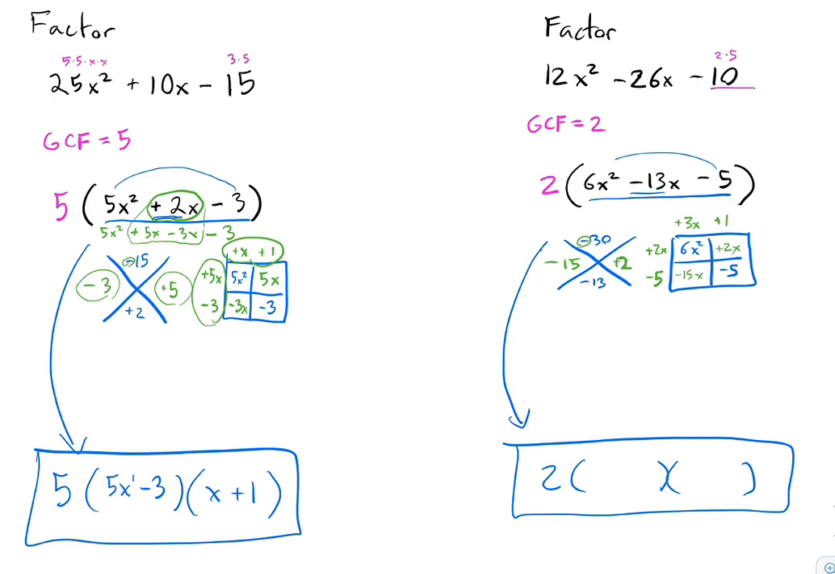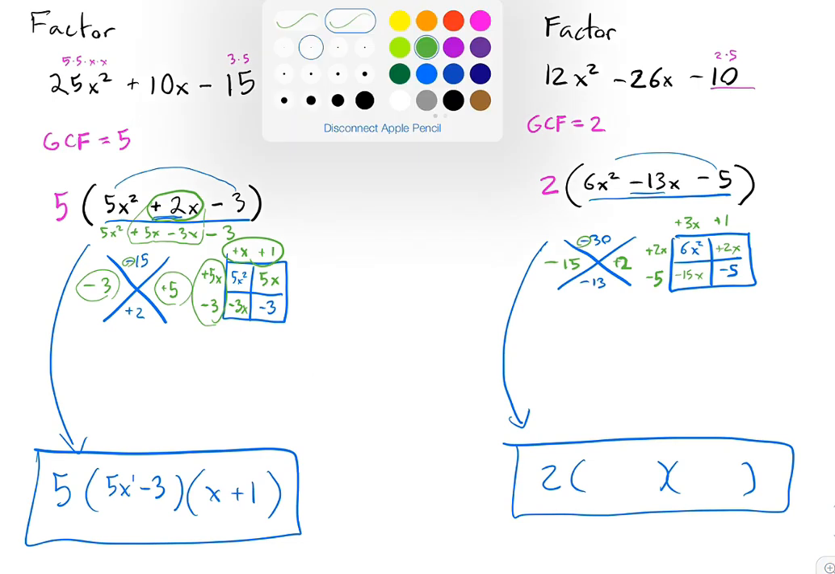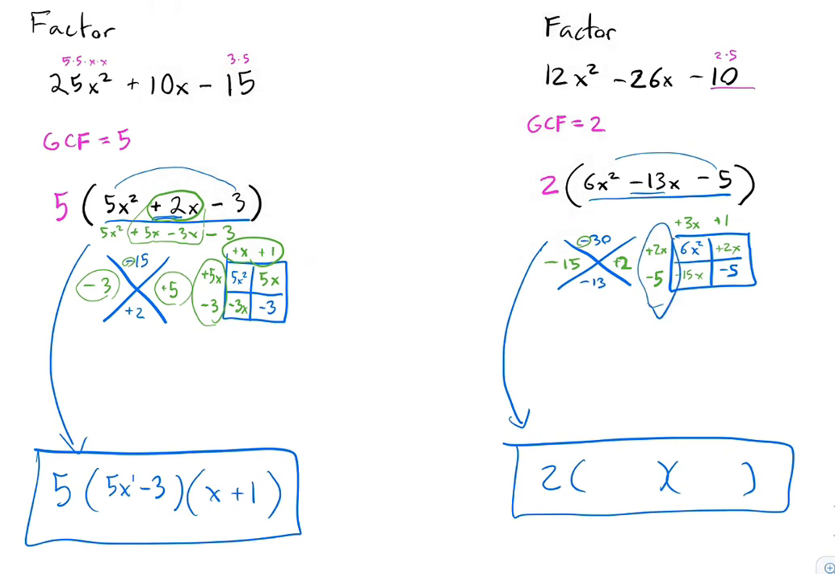Now, you could always just double check. Is 2x times 3x 6x squared? Yes. Is 2x times 1 2x? Yes. Is negative 5 times 3 negative 15x? Yes. And is negative 5 times 1 negative 5? Yeah, all those products worked out. So I'm going to take my blue and say 2x minus 5, 3x plus 1.